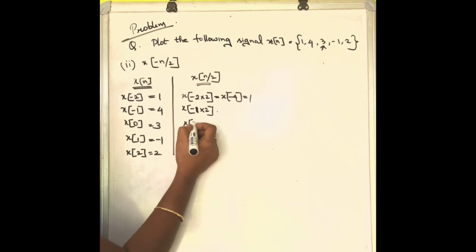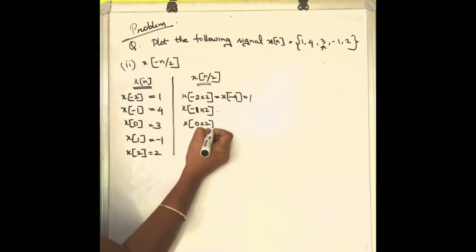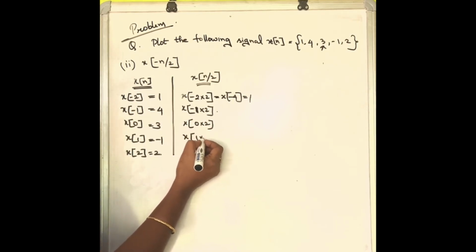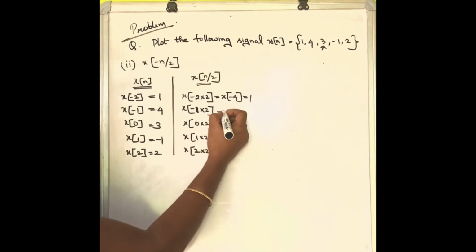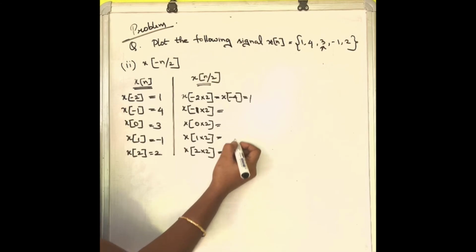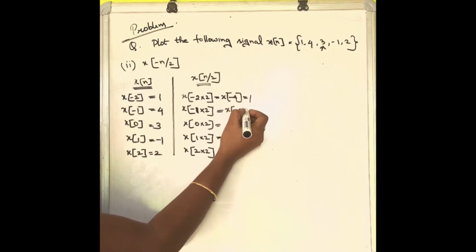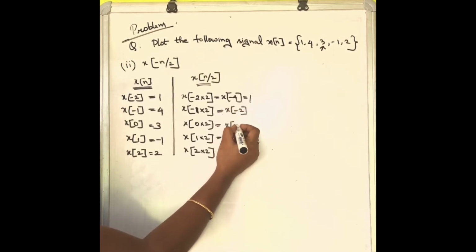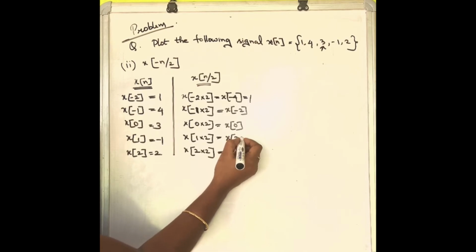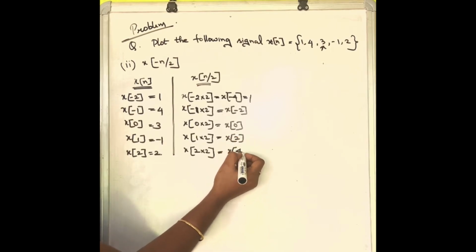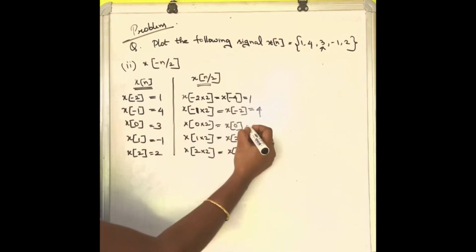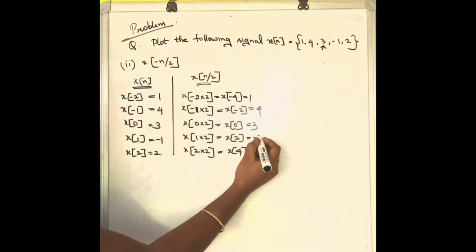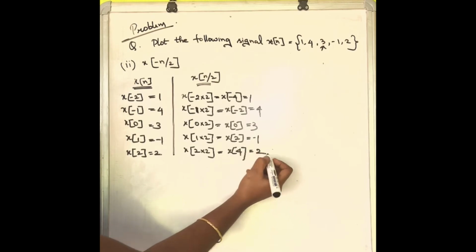Let me write the left hand side first. X of 1 into 2, x of 2 into 2. Okay. There is no change in the amplitude. X of 0, x of 2, x of 4. Amplitude is same. It's 4, it's 3, minus 1 and 2.